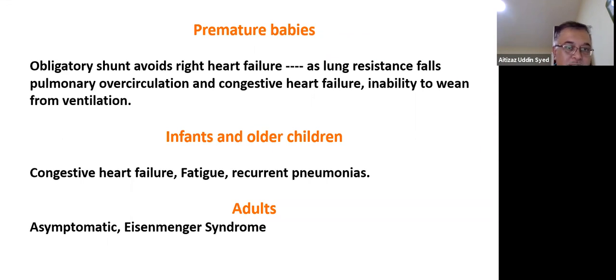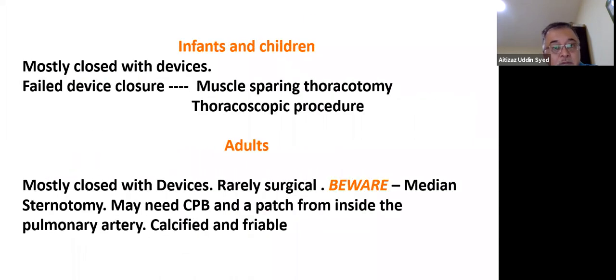Obviously, in premature babies, the shunt is obligatory, otherwise they will go into right-sided heart failure. And as lung resistance falls and there is pulmonary over-circulation, congestive heart failure develops, and they are noticed to be unable to be weaned from ventilation. That's when the neonatal ICU people start to look for modalities of treatment. Infants and older children might present with congestive heart failure, or they might have fatigue and recurrent chest infections. In adults or bigger children, it can be asymptomatic. On the other extreme, we have all seen patients who are inoperable and present with Eisenmenger syndrome just because of the PDA, which was missed or ignored.